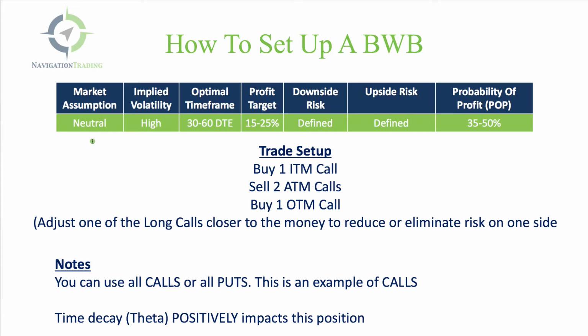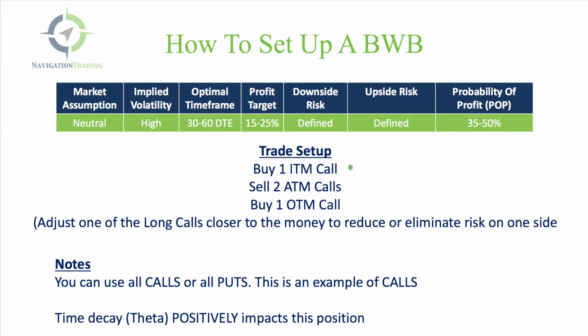So you want your market assumption to be neutral. You want implied volatility to be high. Optimal time frame to enter, 30 to 60 days to expiration. Profit target, 15 to 25%, and that's of the total capital used or the risk associated with it. So you want to make about 15 to 25% return on capital. Downside risk is defined, upside risk is defined, and your probability of profit at entry typically ranges in that 35 to 50% range. So here's the trade setup.